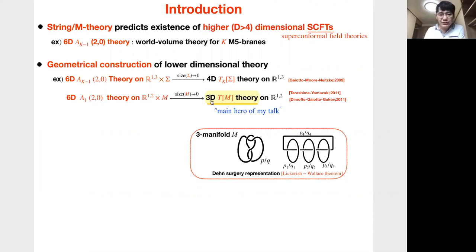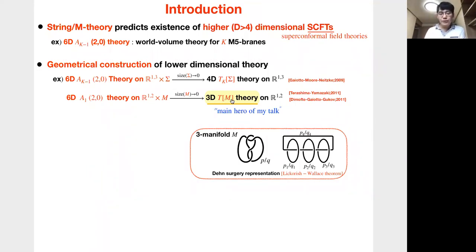and the resulting theory is given by the 3D theory living on the non-compact space-time direction, and this theory will be denoted by T_M. So this is the main hero of my talk, so please remember this notation. This theory is a three-dimensional theory labeled by the choice of the internal three manifold, and which is obtained by the compactification of the six-dimensional 2,0 theory, A1 type, along the internal three manifold.